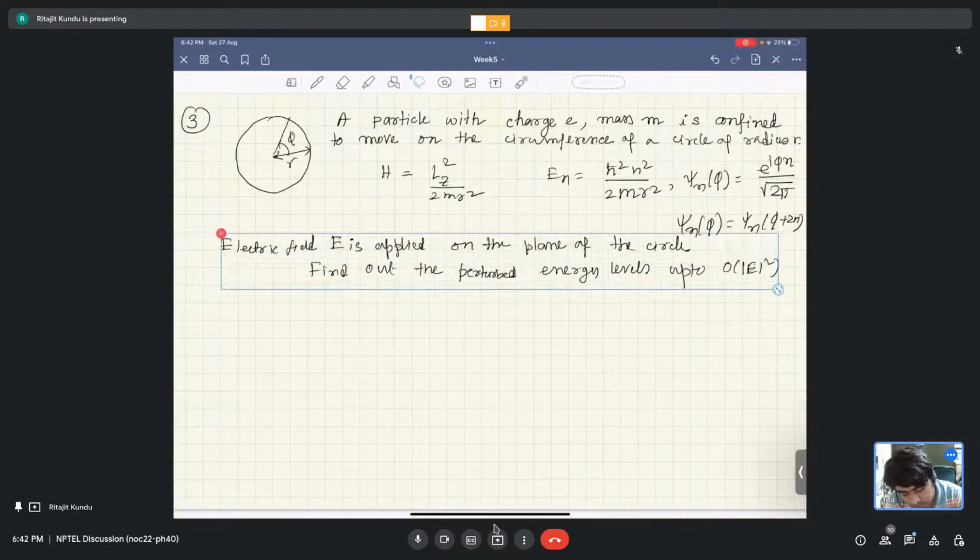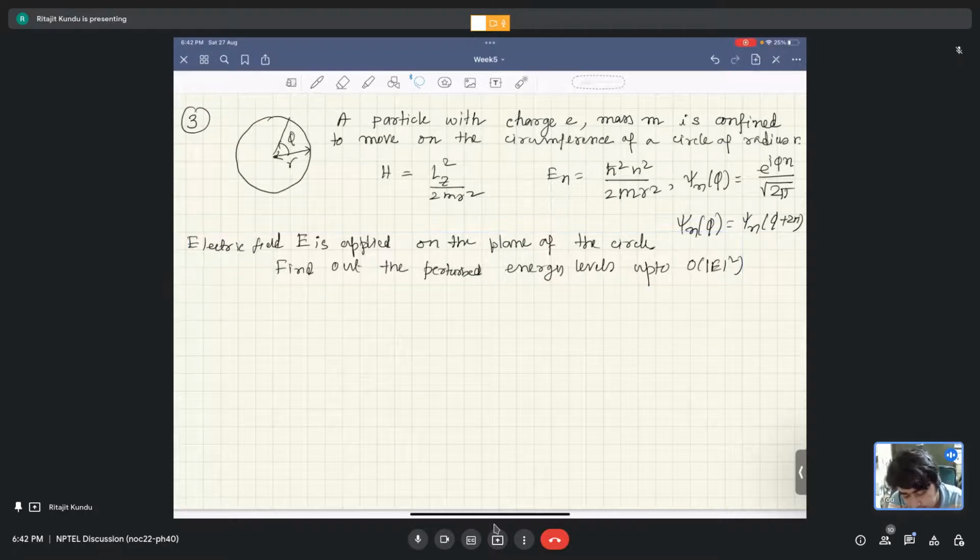now let's say there is an electric field which is applied on the plane of the circle. Now you are asked to find the perturbed energy up to order of E square. So this E here is the magnitude of the electric field. Okay, so this acts as a perturbation in this case. The electric field is very small compared to these energies; only then can you do perturbation. So that is the case here also. So now we are asked to calculate the perturbed energy up to order of E square.